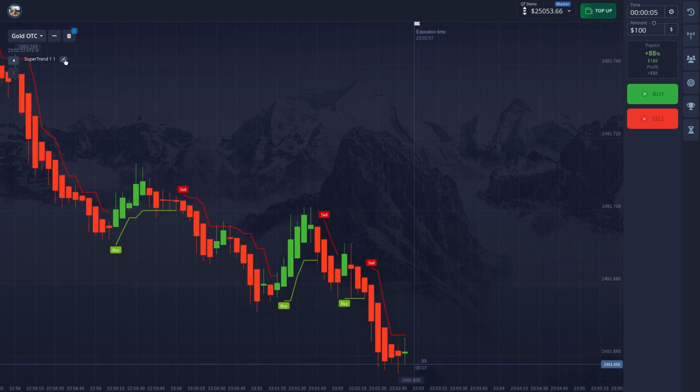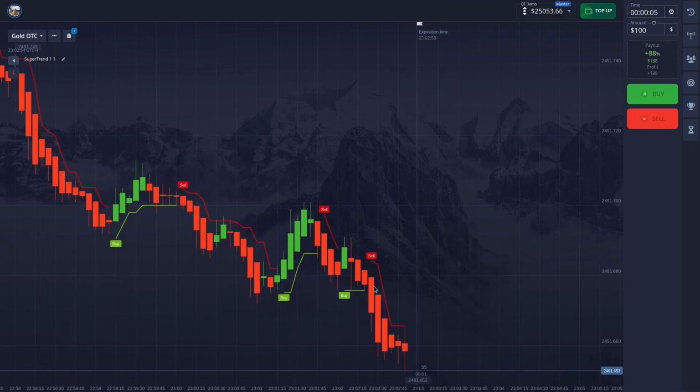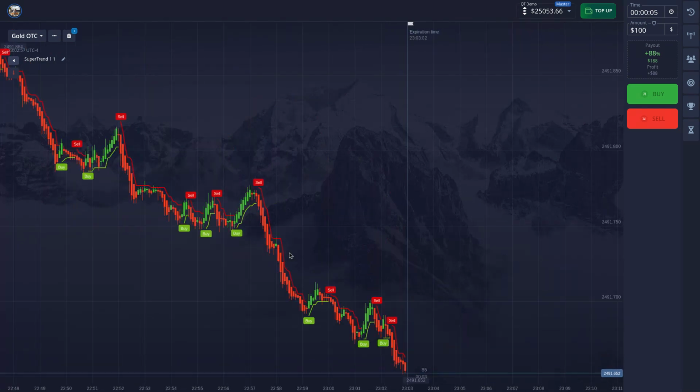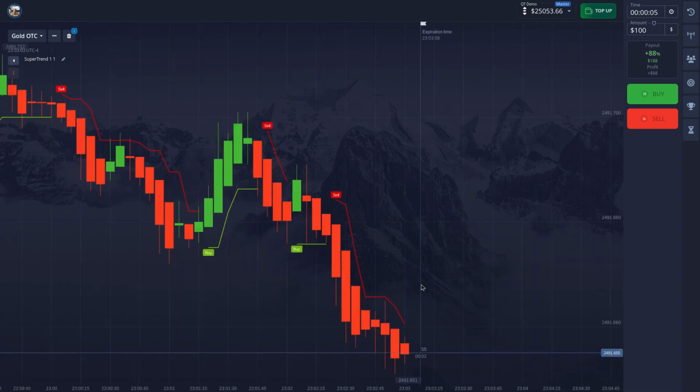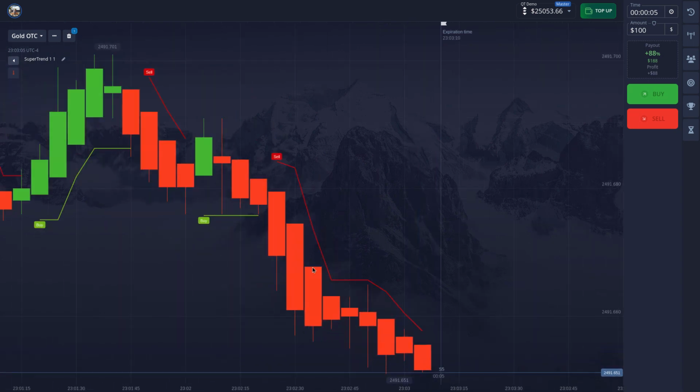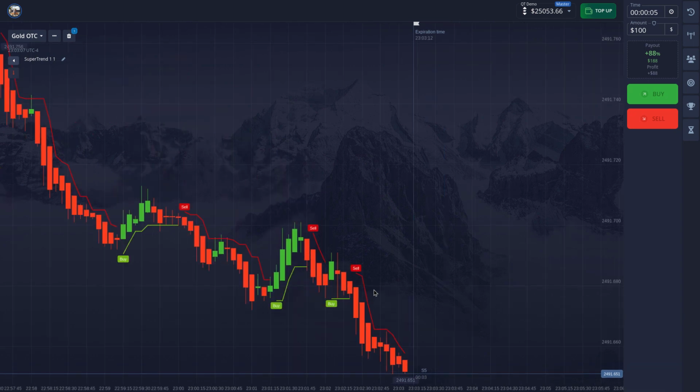Okay, again, our super trend was just 1 and 1. Now it doesn't always print correctly, especially if you're on real candles. It's going to kind of repaint a little bit. But on the Heiken Ashi, it tends to not repaint quite as much.